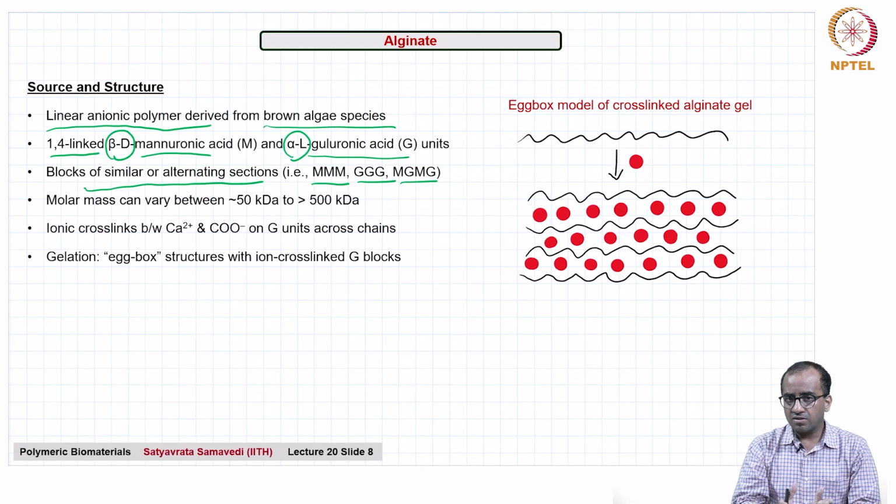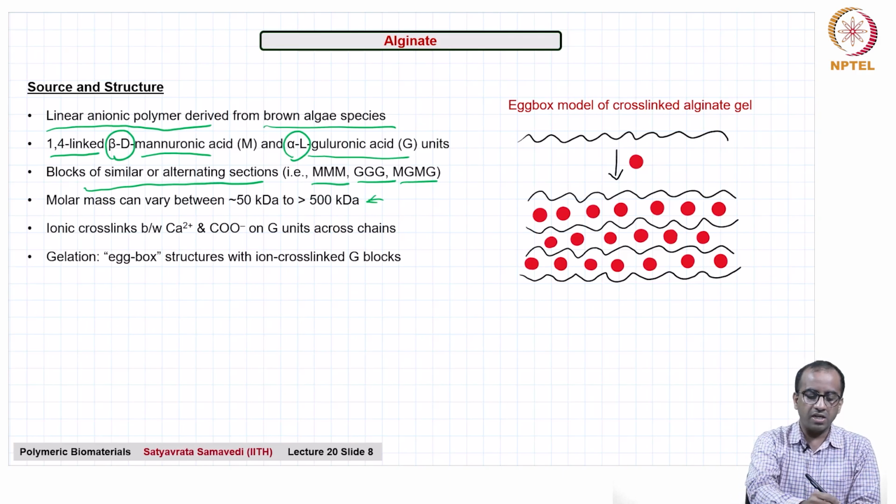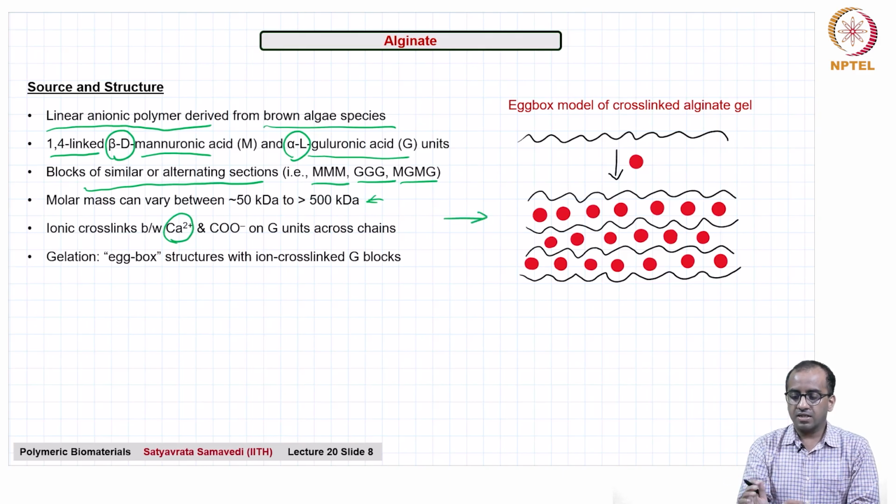And like chitosan, alginates can also go from somewhere from like 50 kilodaltons to maybe greater than 500 kilodaltons. So, all of these are very long chain molecules. Now, just as we saw with chitosan, which can undergo polyion complexation, alginate can be cross-linked in the presence of divalent cations, particularly calcium. And shown here is a schematic of how this cross-linking can happen.